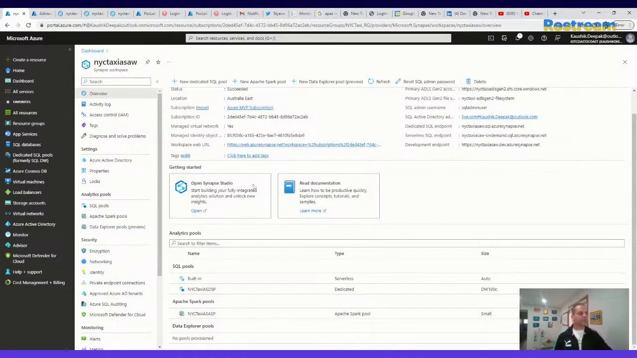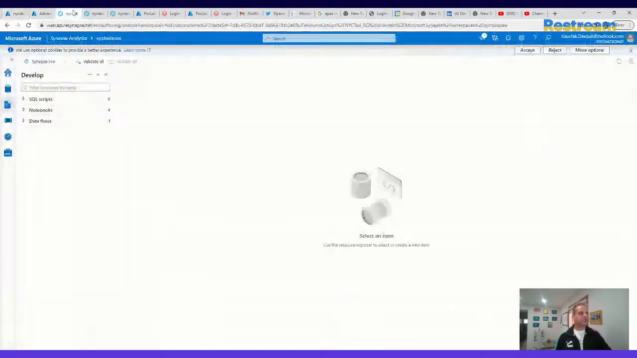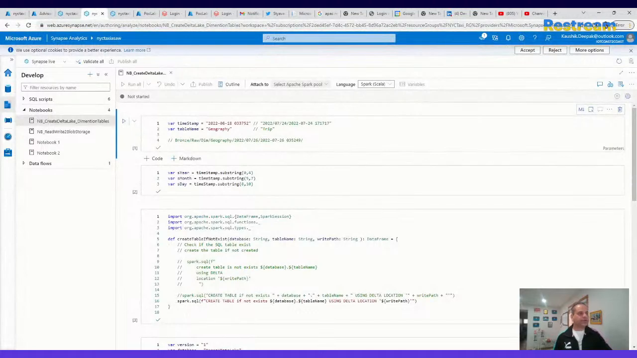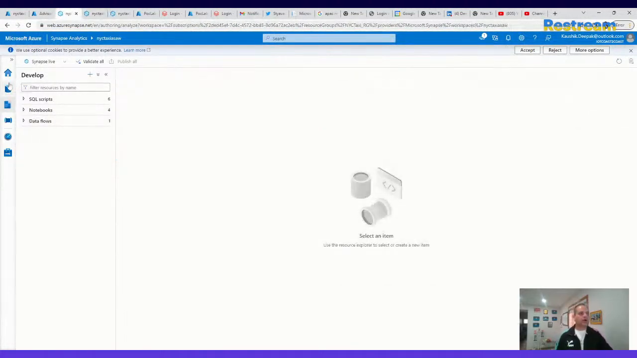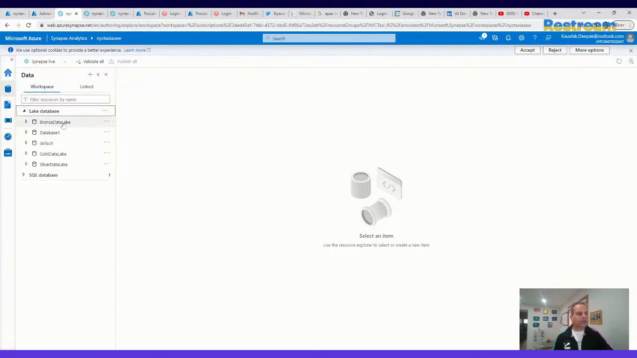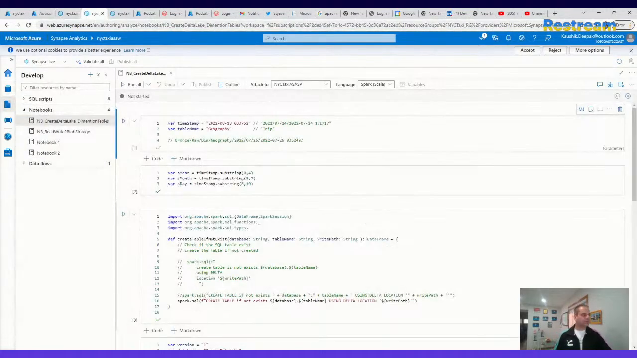So that is the compute power. Once we click over there, we could see the different stuff, for example notebook. But let's first take a look over here. We have different data, right? We could say lake data, bronze data lake, gold data lake, silver data lake. How is that formed? That is formed right here.